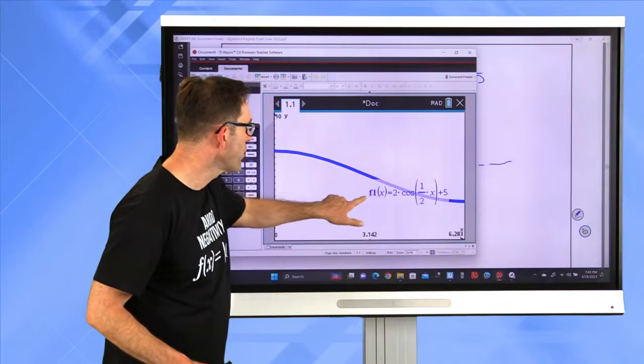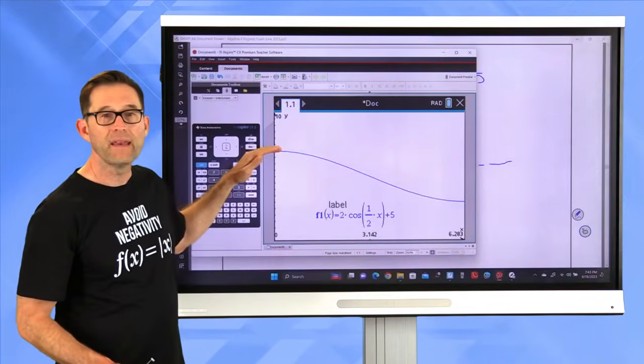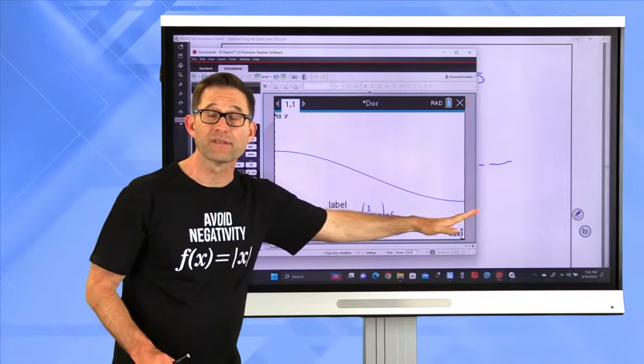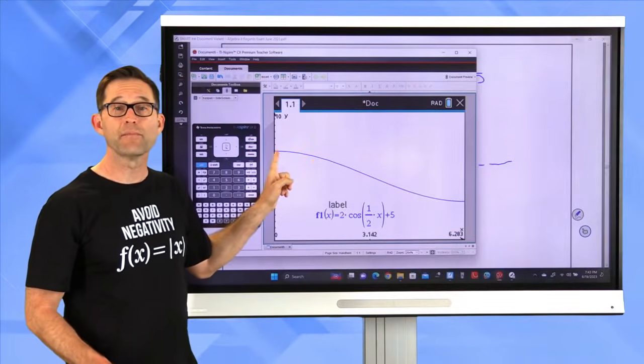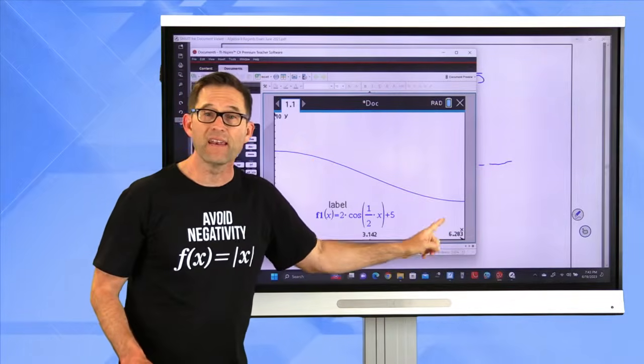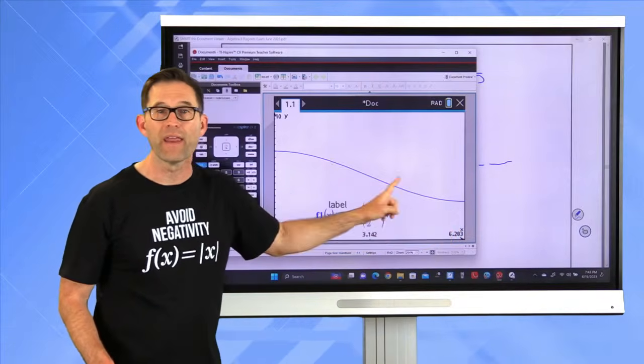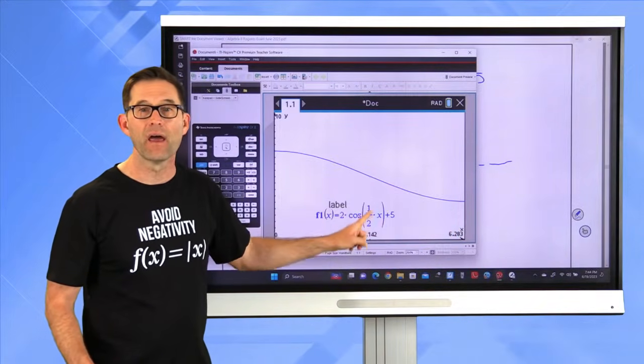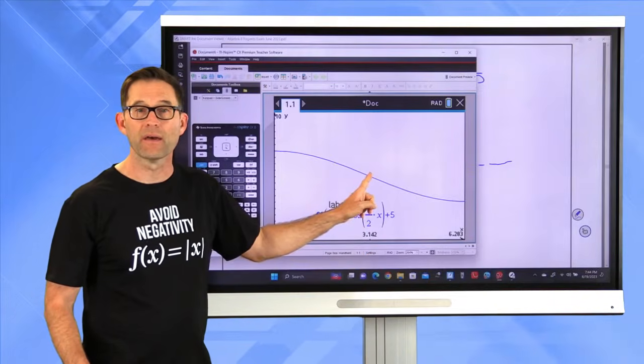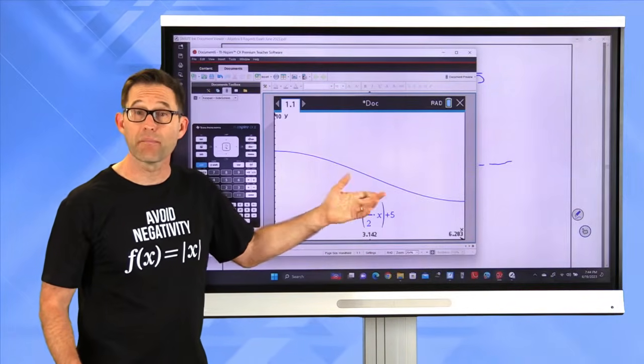So one way or another, I need a graph that looks like this. It's starting off at its maximum of 7, and it's ending after 2 pi at its minimum of 3. All right? And it hits its midline right there at pi. Okay? It hits its midline at pi.